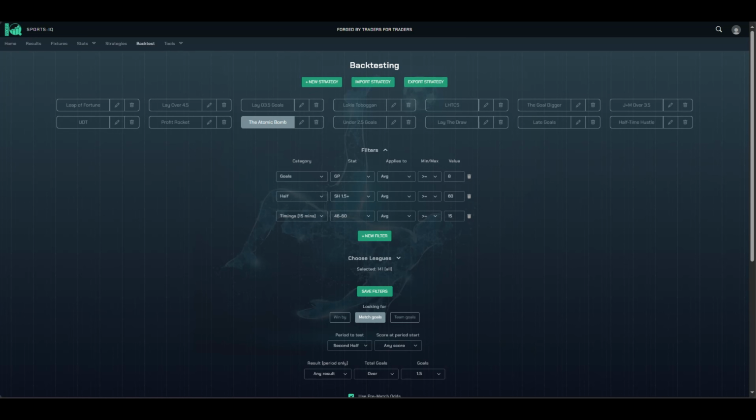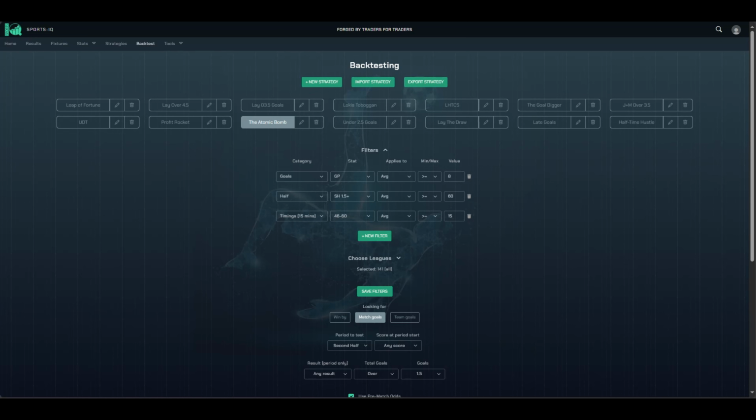Next is the draw odds filter. Pre-match draw odds above 5.0 are essential. Why is this? Well, higher draw odds typically indicate an open game, where one team is expected to push for a win, increasing the likelihood of goals. The strategy's focus is on matches with at least 2 goals scored in the second half. This is where the real profit lies.